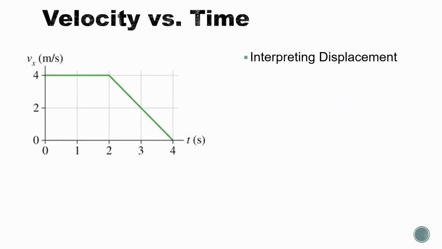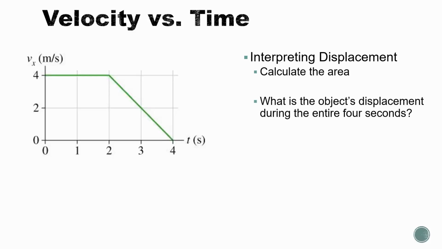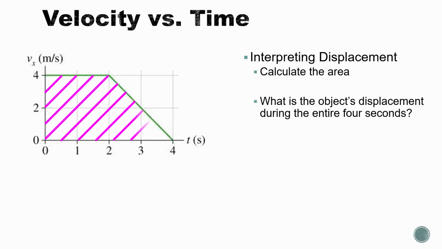From this same graph, we can also interpret the displacement. This is going to seem strange, but to determine the displacement from a velocity versus time graph, we calculate the area. If we want to know the displacement during the entire 4 seconds, we need to calculate this area. Now, technically, this shape is a trapezoid, and there's an equation for the area of a trapezoid, but I don't remember it off the top of my head, and it's not in your reference table, so instead, we're going to break this shape up into familiar shapes.